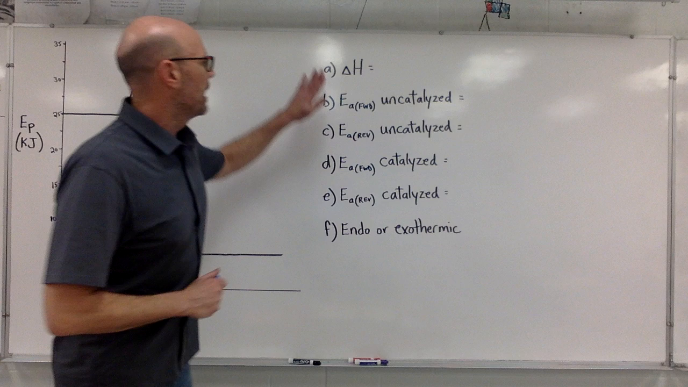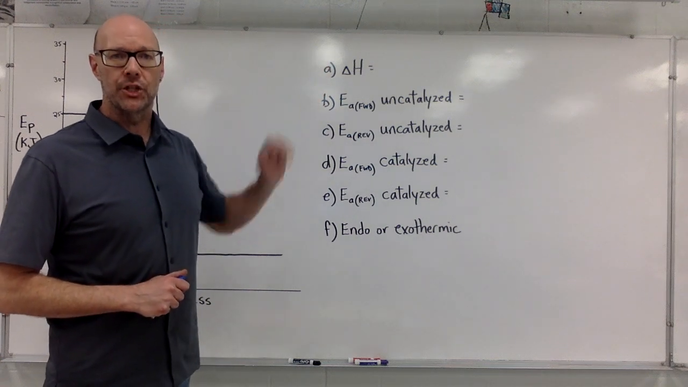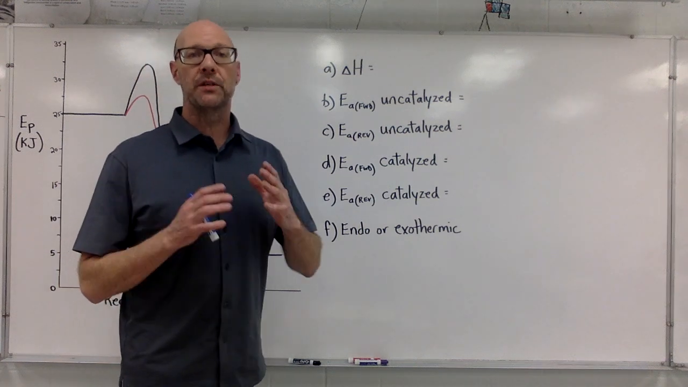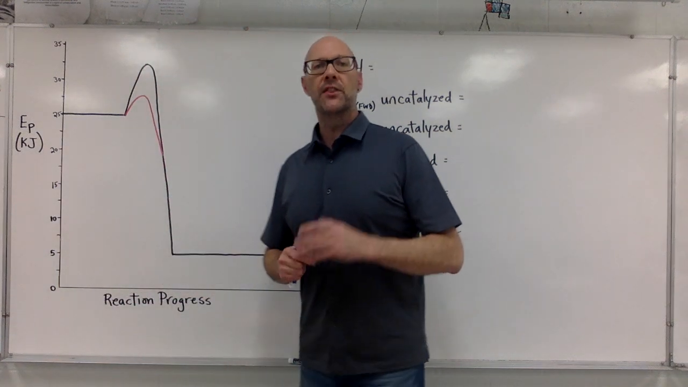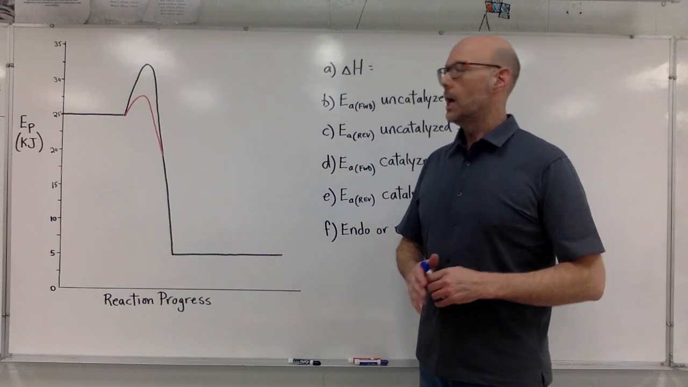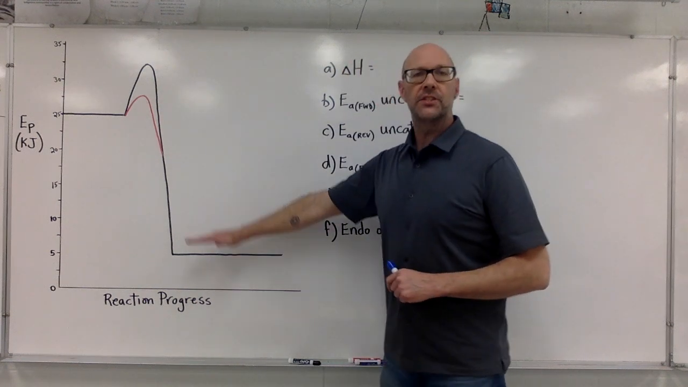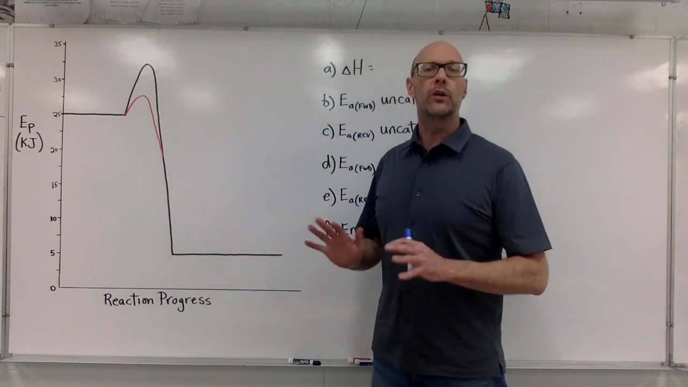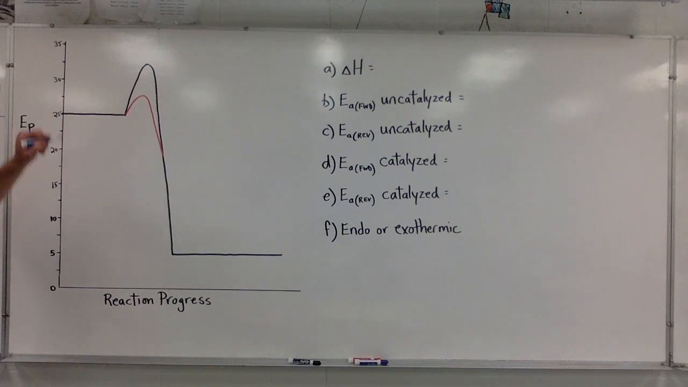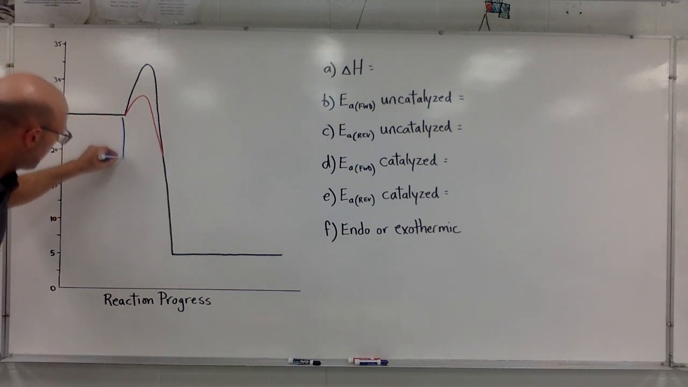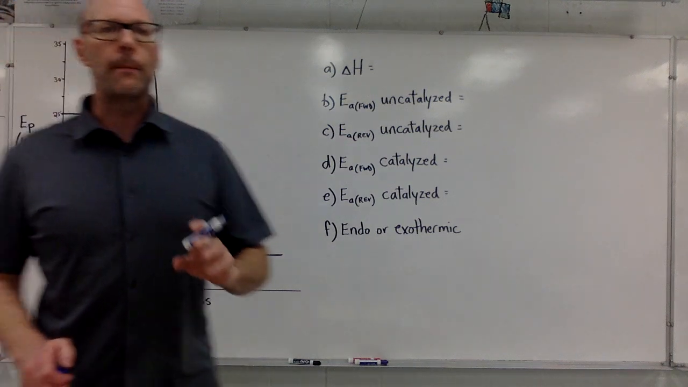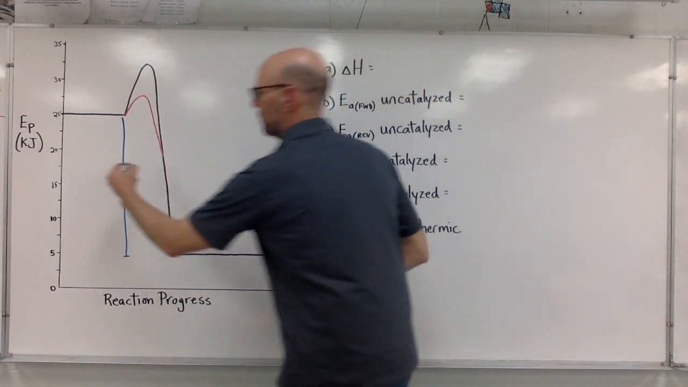The first question is asking us for the delta H, the enthalpy change. Recall from our work with potential energy diagrams that the delta H, the enthalpy change, is the change in potential energy. It's always going to be the distance in between the 2 horizontal lines. That area right there represents the delta H.